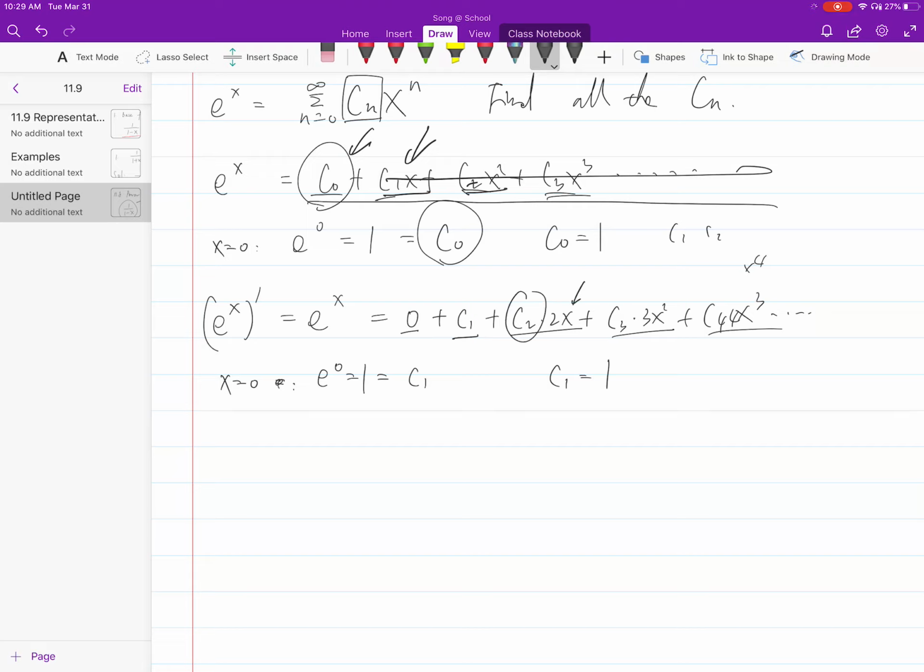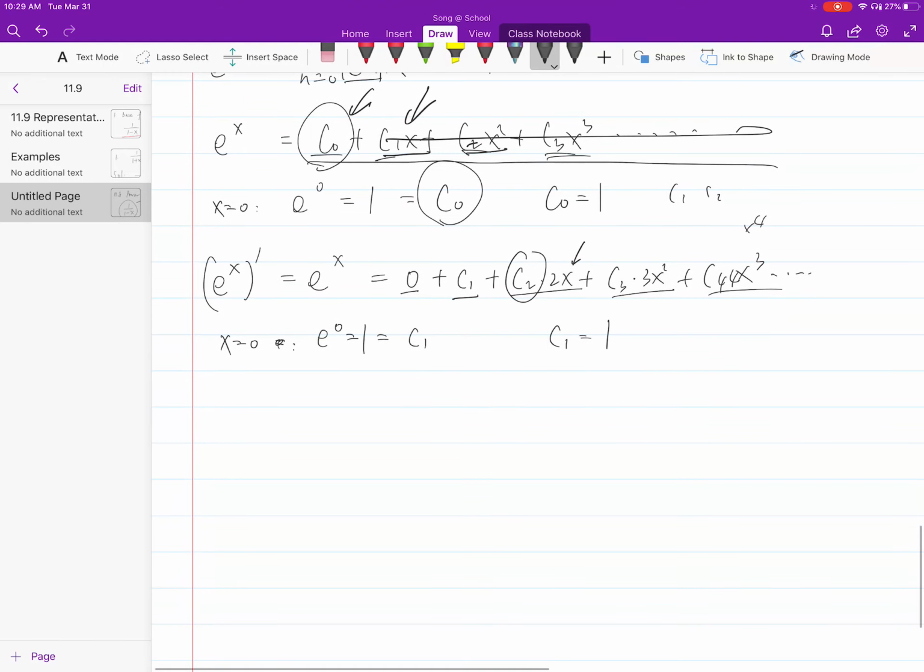We want this x to be gone. Otherwise, if I plug in x equal to 0, this term will become 0. I lose C2, right? To make x gone, what's going to happen? You just take the derivative again, which means take the second derivative of e to the x, which is still e to the x. You plug in x equal to 0, you still have 1. On the right, however, this is 0.